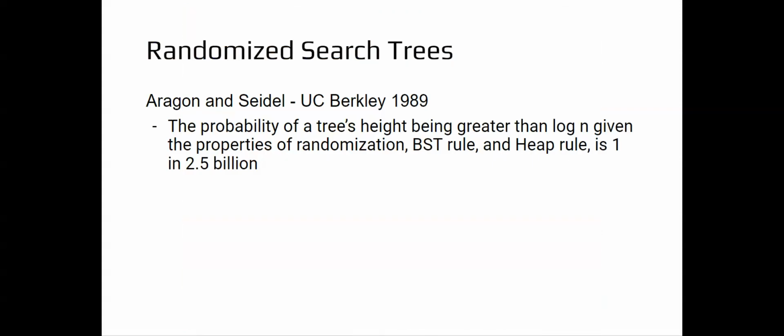However, there is a paper by Aragon and Seidel from UC Berkeley, written in 1989, that states that the probability of a tree's height being greater than log n, given the properties of randomization, BST rule, and heap rule, is about 1 in 2.5 billion. In other words, let's say we want to make a treap with 10,000 nodes. It is extremely commonly going to have a height of 100, which is, again, O(log n).